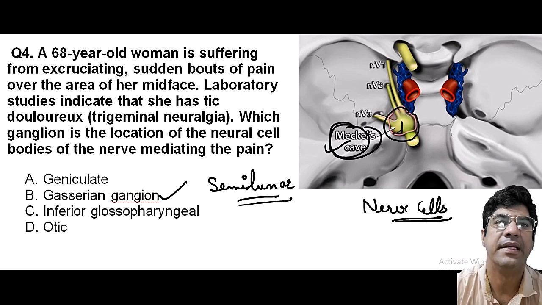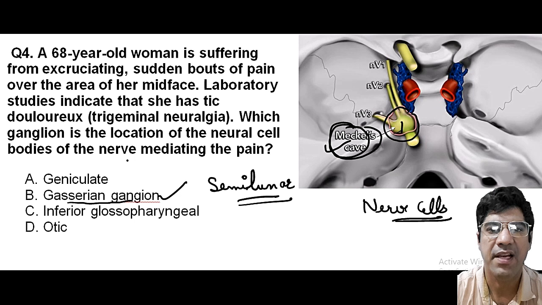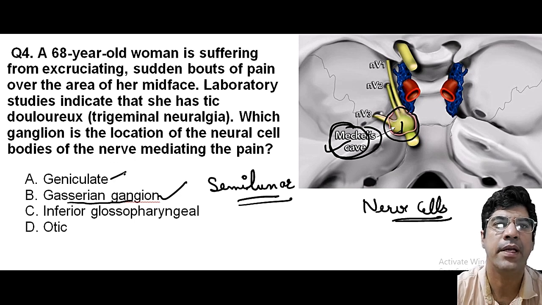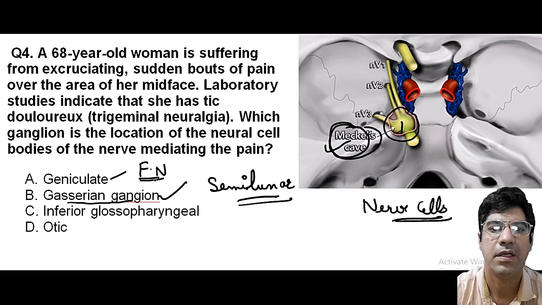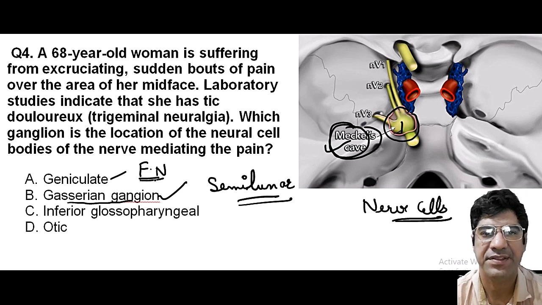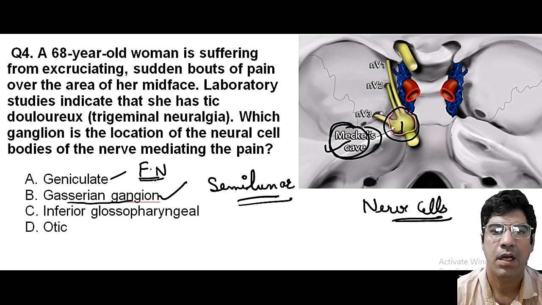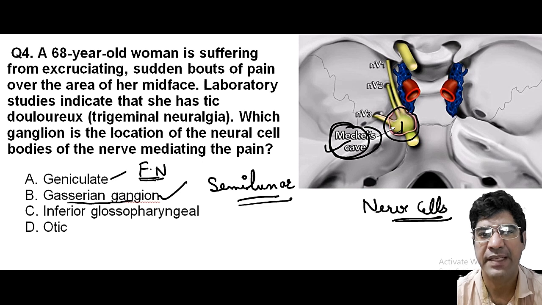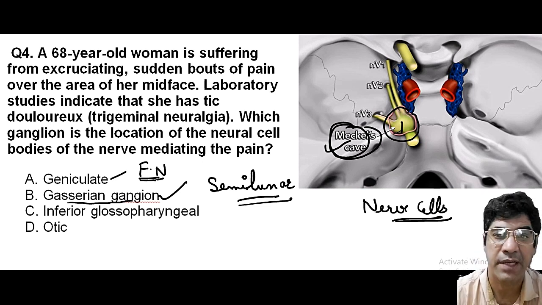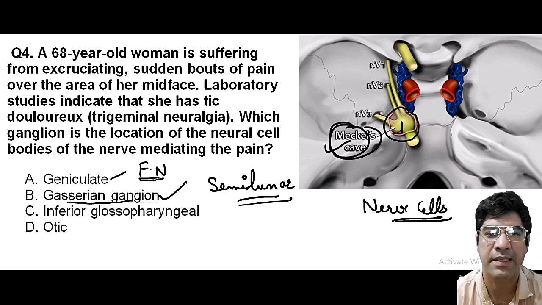So your answer here is Gasserian ganglion. Option A, geniculate ganglion. Well, geniculate ganglion is associated with, remember, the facial nerve. So it contains the cell bodies of sensory neurons for the taste sensation from the anterior two-thirds of the tongue. So it will not be associated with the pain that is associated with trigeminal neuralgia.